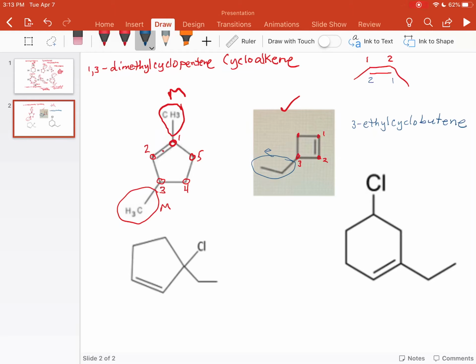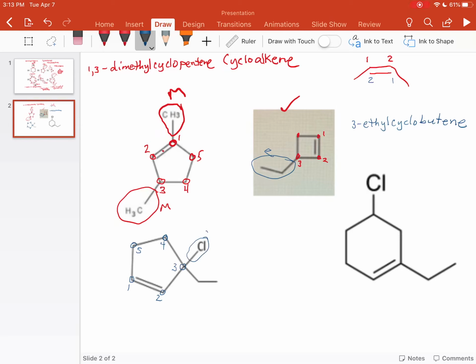In the bottom one, I have a cyclopentene. I have 5 carbons, and my number 1 and my number 2 carbon have to jump across the double bond. In order to give me the lowest number, I'm going to have that be my number 1, that be my number 2, and this one be my number 3. If I did go the other way, this branched carbon would be my number 5 carbon, and we don't want that.